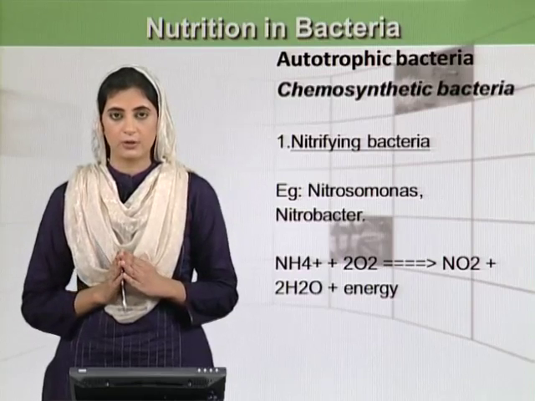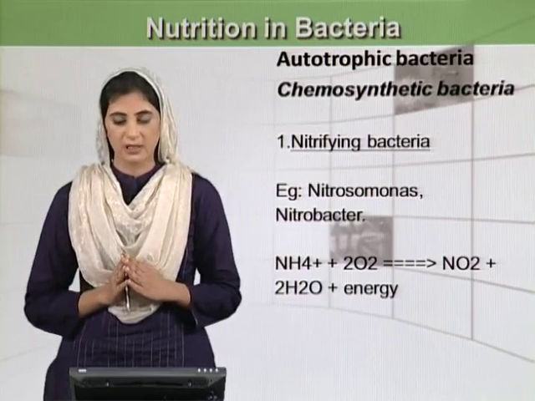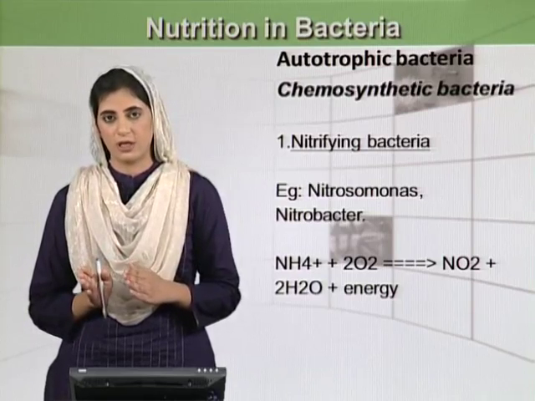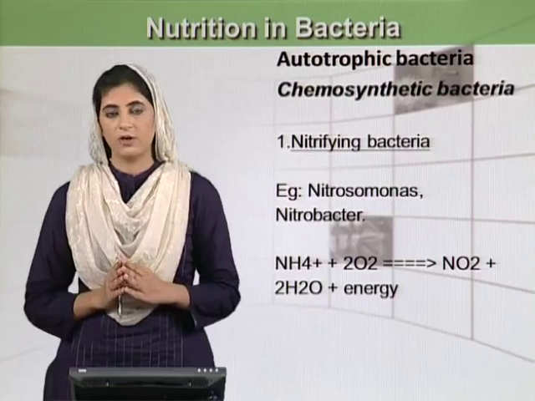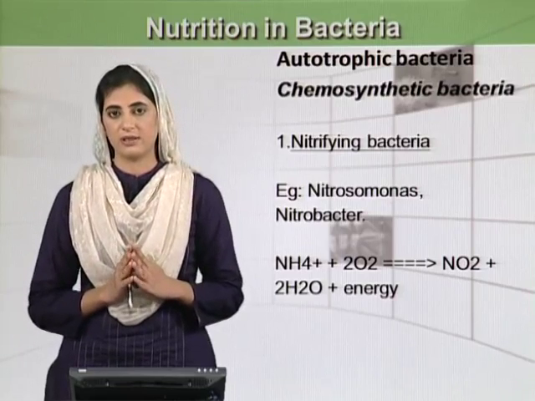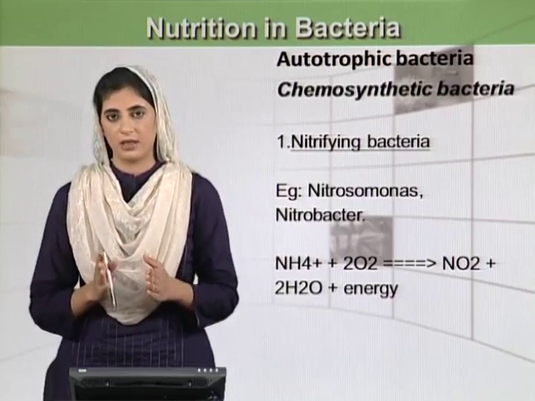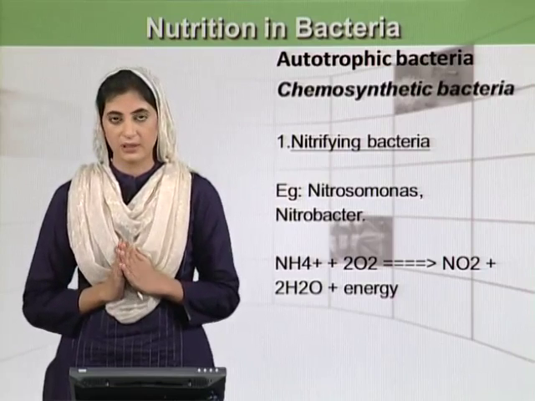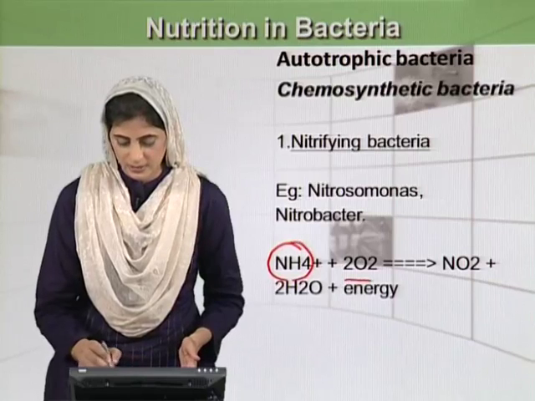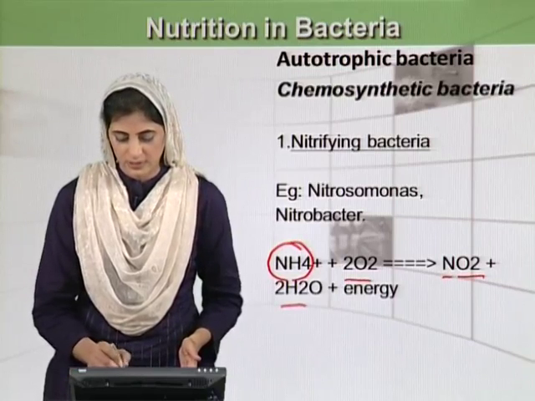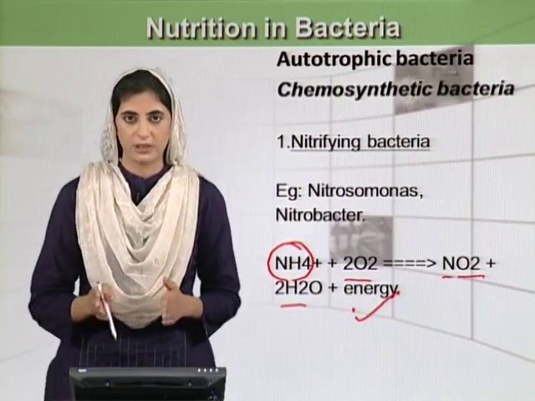Now chemosynthetic autotrophs include nitrifying bacteria. Examples are Nitrosomonas and Nitrobacter, and they obtain their organic food from the oxidation of inorganic materials like nitrate, iron or sulfur. You can see here in this equation, ammonia is oxidized into nitrate and water, and energy is obtained, which is actually required.